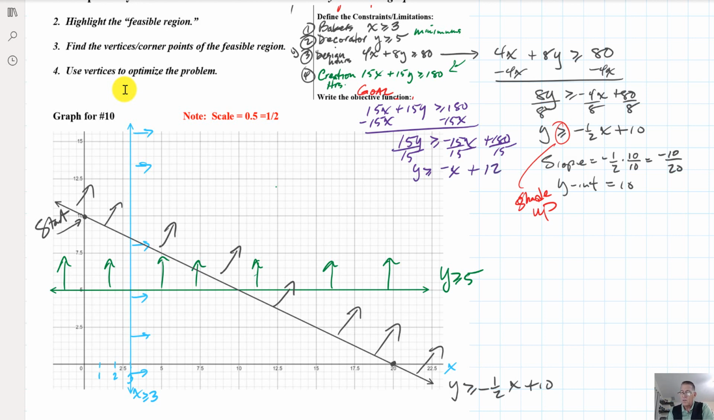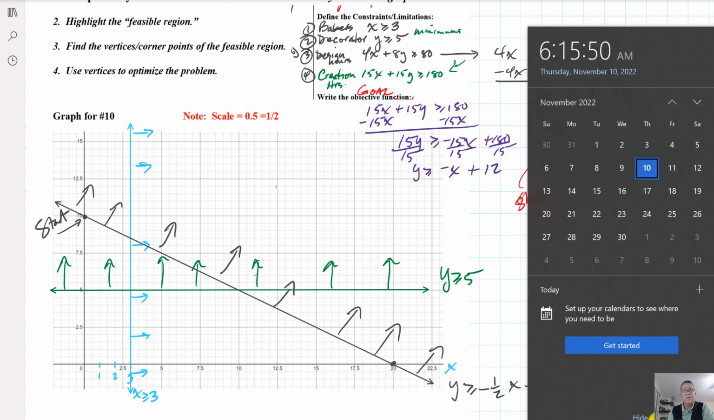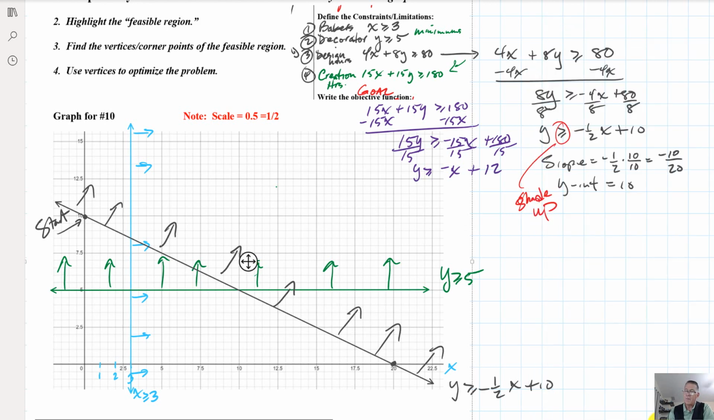Okay, so let me see. Sorry, 15 times 12, 180, yeah, that's right. Okay, so now the slope is negative 1. All right, y-intercept is 12. So now we start at 12. I've got to find 12 on the y-axis right here, and we'll do this in purple.